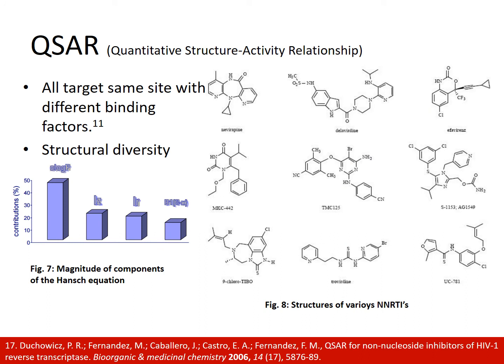QSAR was difficult with this group of molecules. As you can see in Figure 8, they exhibit large structural differences even though they all bind to the exact same place, obviously with slightly different interactions with the enzyme. However, I did find a study that proved that the log P had a significant effect on the calculation of the IC50 value. This study can be seen in Reference 11.